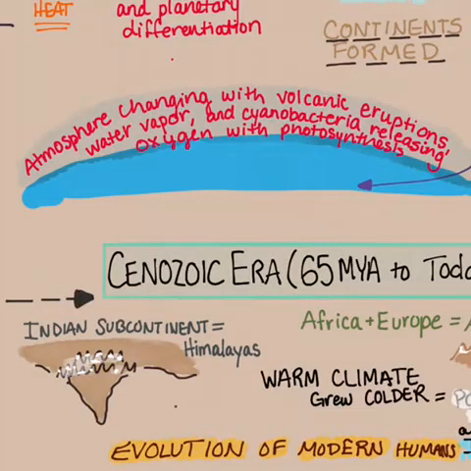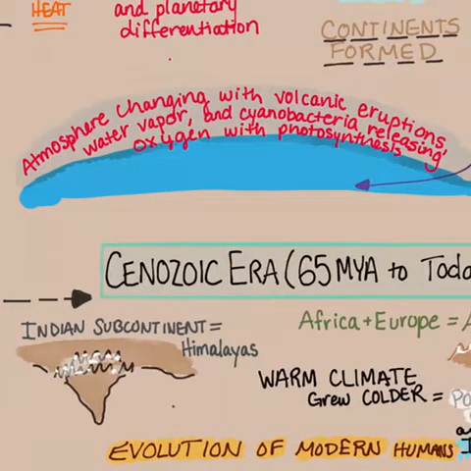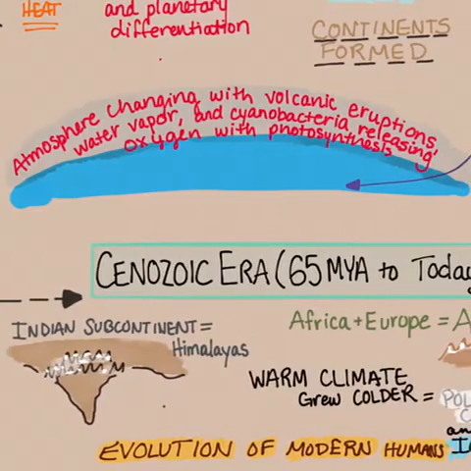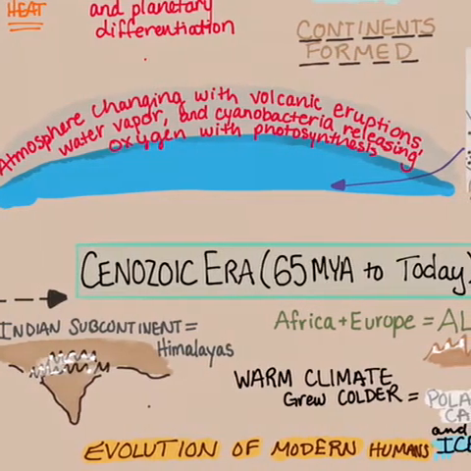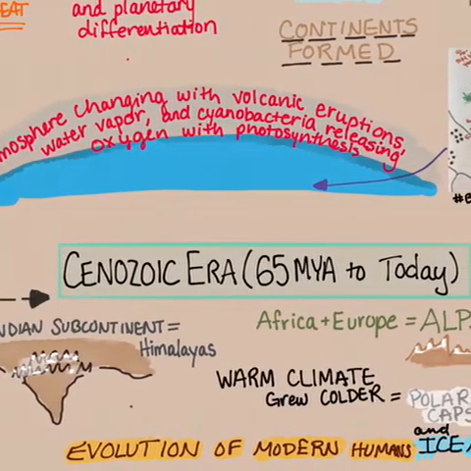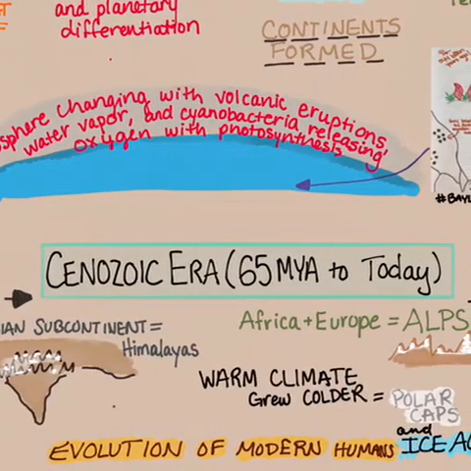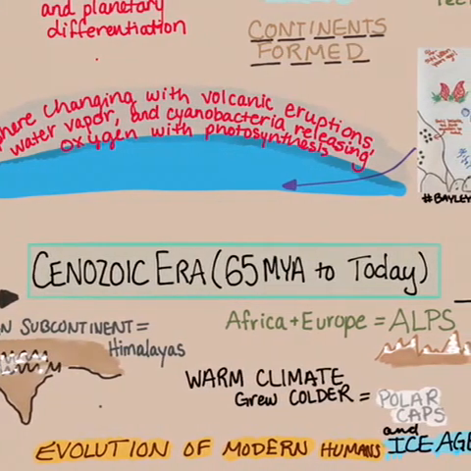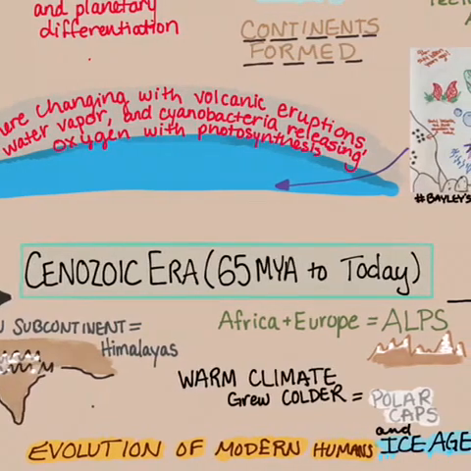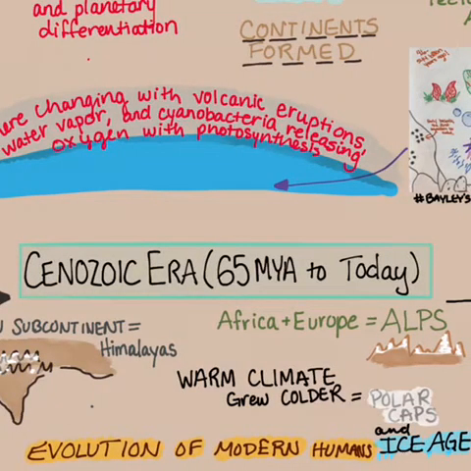Now we move into the Cenozoic era. This is from 65 million years ago to today. So some of the major geologic events during this time period would be the Indian subcontinent moving into Eurasia. This movement created the Himalayan mountains. Africa and Europe colliding created the Alps. Our warmer climate went through a colder section. This is where we saw ice ages and polar caps forming. And this is when we have the evolution of the modern humans.